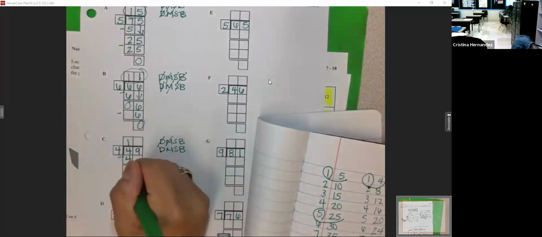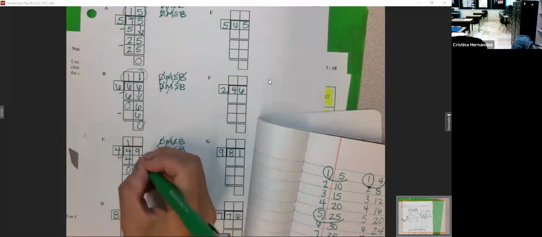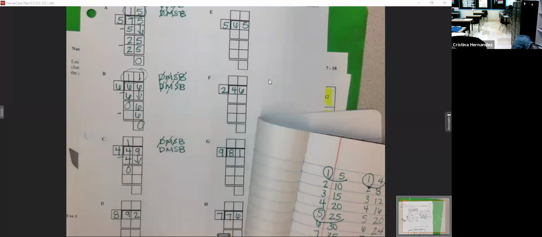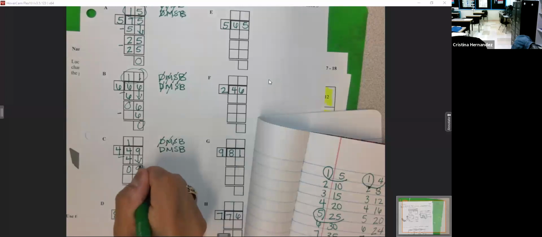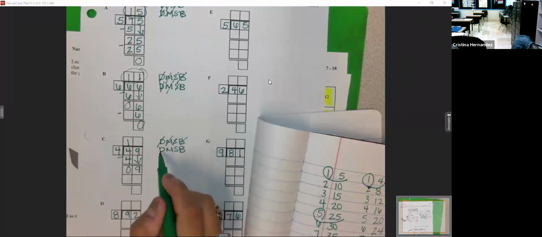4 minus 4. I hear the same 3 or 4 people answering. 0. Now we're going to bring down our 9. And now we're going to divide again. We're going to divide 9 divided by 4. How many times can it go into 9 without going over? What number are we going to stop at?